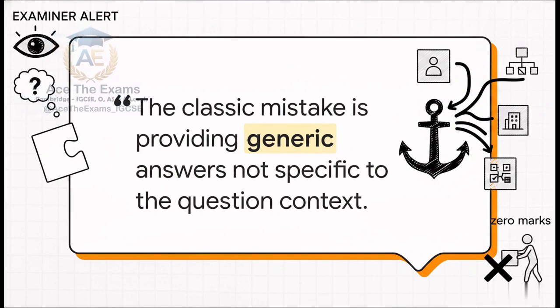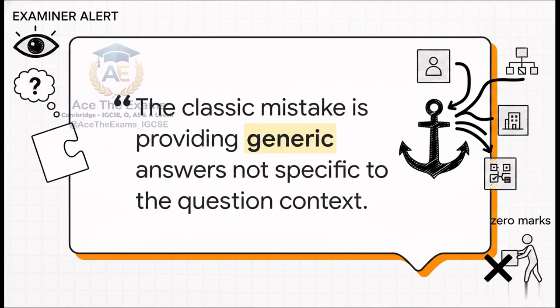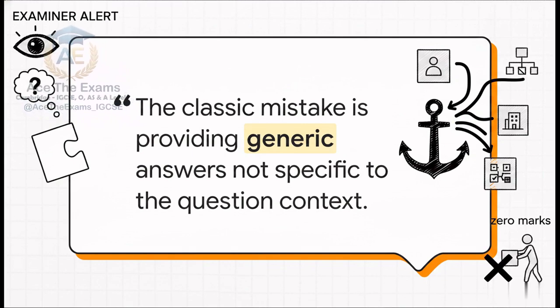Hear me clearly on this. A generic answer is a dead answer. Let me give you the paste test. If you can take your paragraph, paste it into a completely different exam question, and it still makes sense, you have failed to apply context, and you are going to score 0 marks for that section. You must ruthlessly tether every single point, evidence, explanation, and link directly to the characters, the business, or the system described in the paper. Anchor this core takeaway in your mind right now.